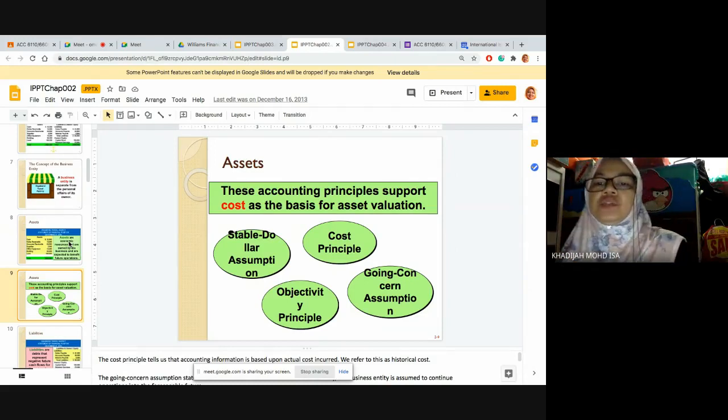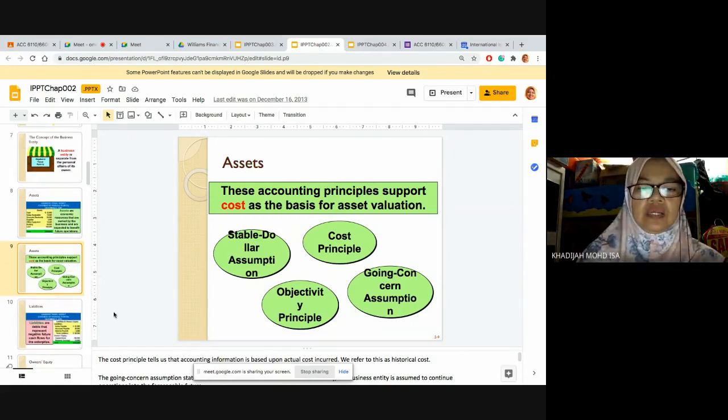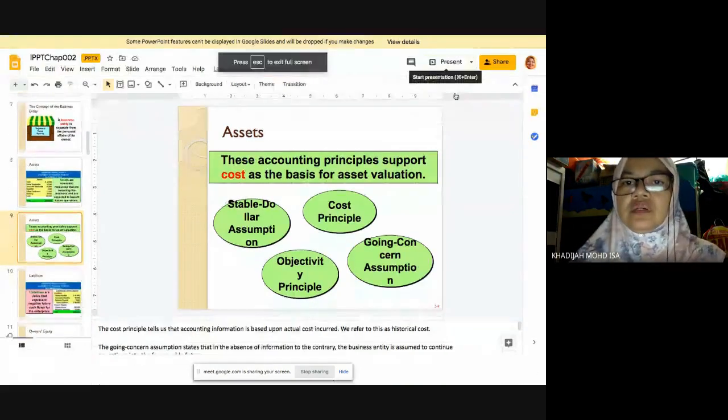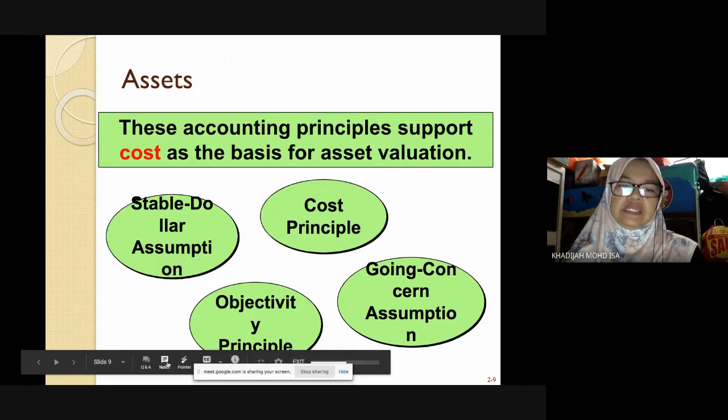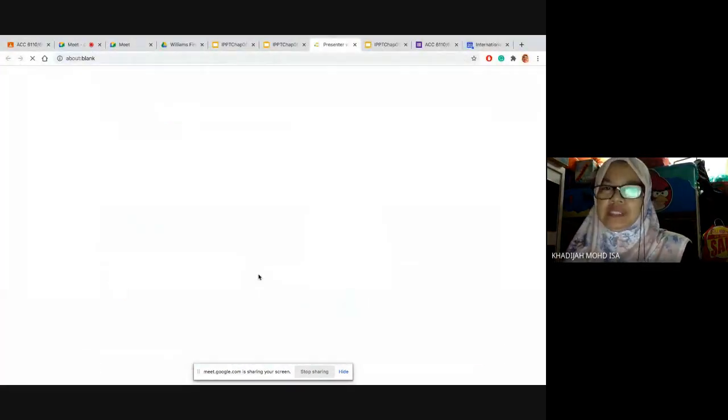Going concern assumption means that we are saying... how do we say going concern? I'll check the notes later. Going concern, the continuity of the business.